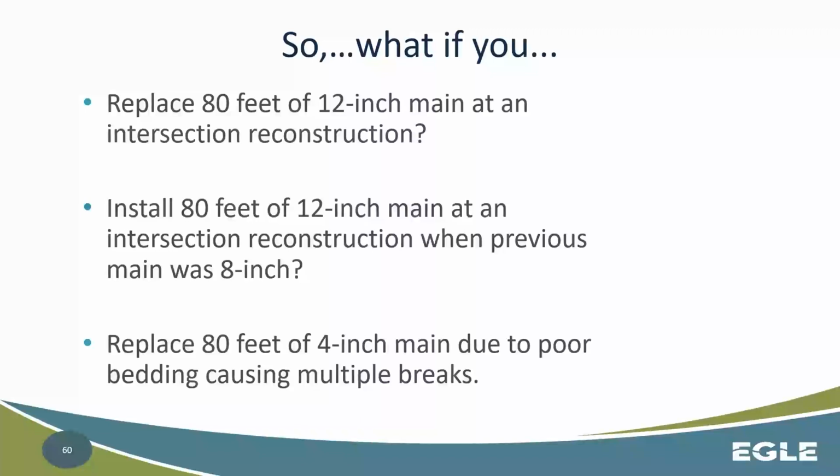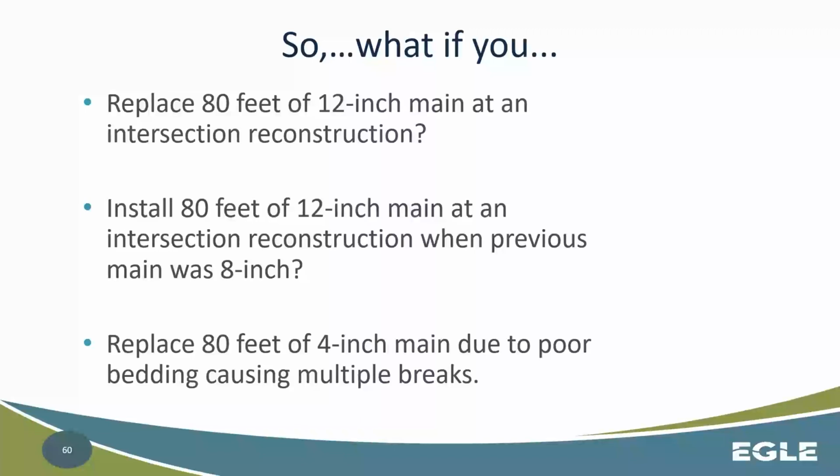So the second bullet point: install 80 feet of 12-inch main at an intersection reconstruction when it was previously an 8-inch water main. Okay, this would be one of those situations. You went from an 8-inch to now a 12-inch. That is changing the capacities. That is changing the flows. That is affecting the general hydraulics of the system. So we would say yes, that would likely need a permit, right? You should absolutely send that one into EGLE.